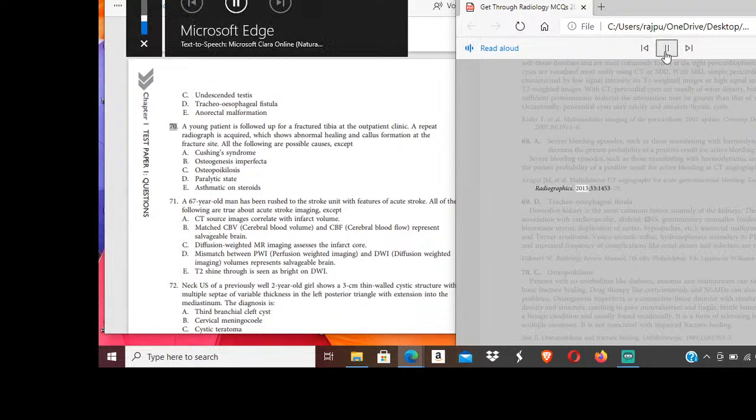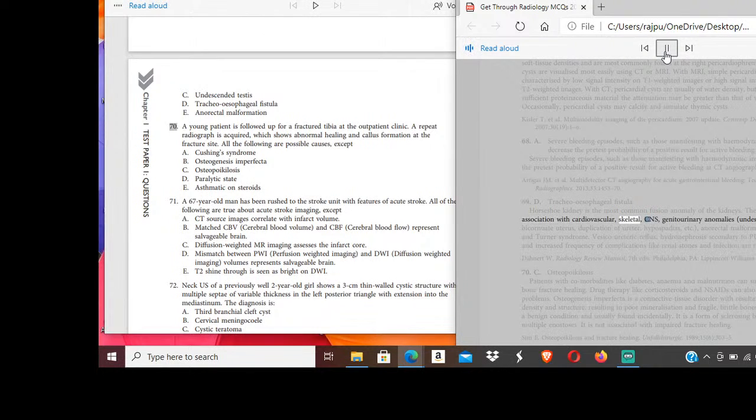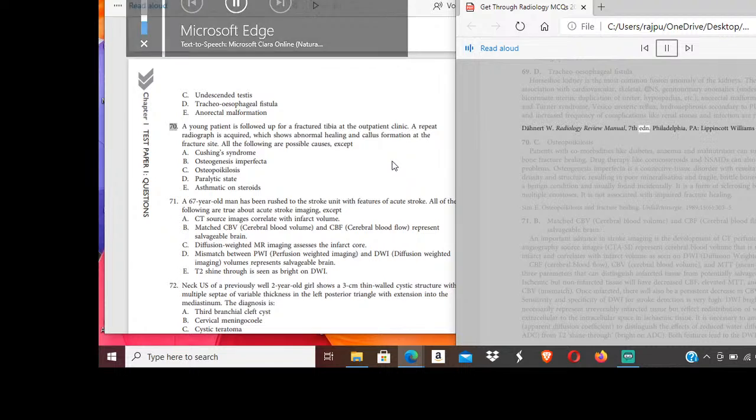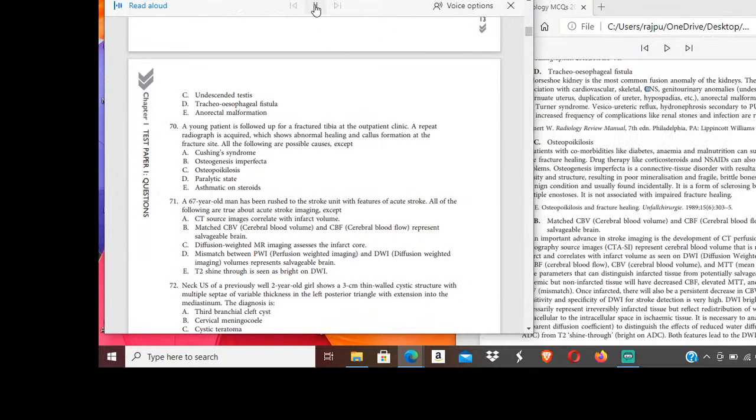Radiographics. 2013, 33:14, 53:70. 69. D. Tracheoesophageal fistula. Horseshoe kidney is the most common fusion anomaly of the kidneys. There is recognized association with cardiovascular, skeletal, CNS, and genitourinary anomalies, undescended testes, bicornuate uterus, duplication of ureter, hypospadias, anorectal malformations, trisomy 18, and Turner syndrome. Vesicoureteric reflux, hydronephrosis secondary to PUJ obstruction, and increased frequency of complications like renal stones and infection are recognized. Dähnert W. Radiology Review Manual, 7th ed. Philadelphia, Pa, Lippincott Williams and Wilkins.